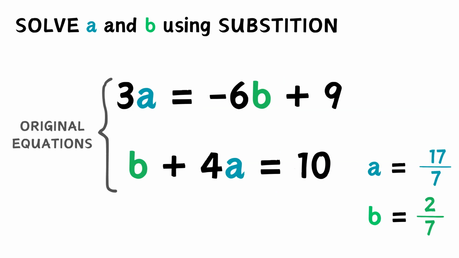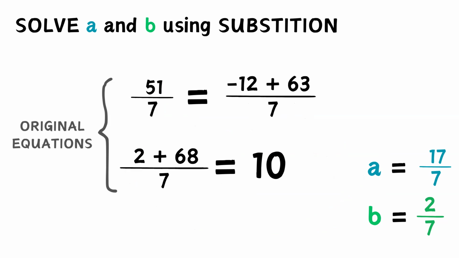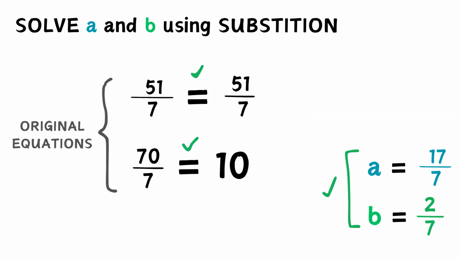And to check our work, we can make sure that our values are correct by putting them back into the original equations, and we see that we are correct. a is 17 over 7 and b is 2 over 7. Nice work. Again, we were dealing with fractions here, but you did fantastic, I'm sure.